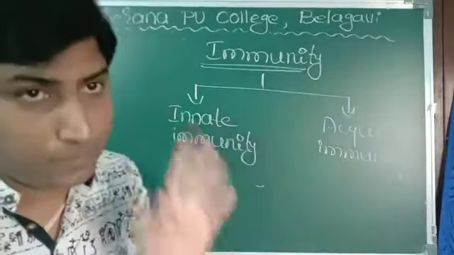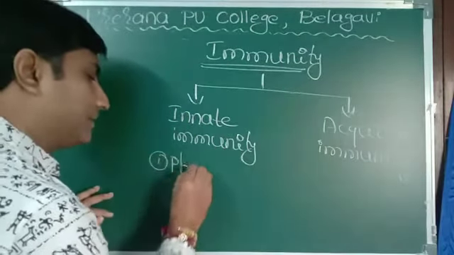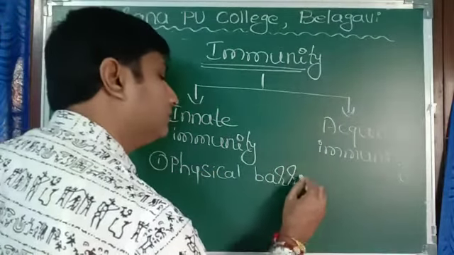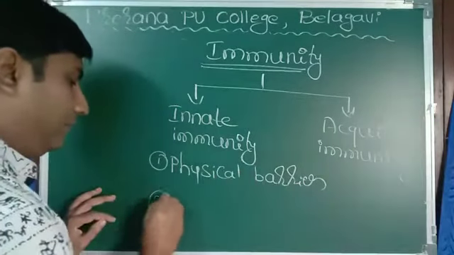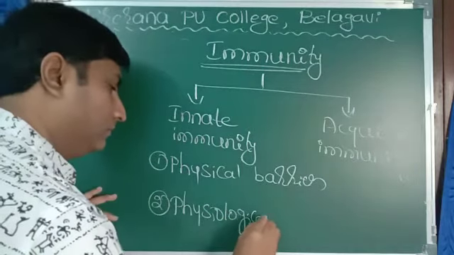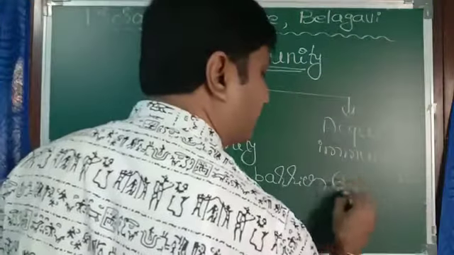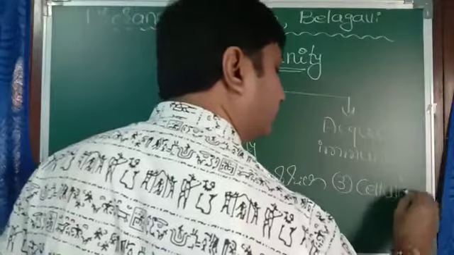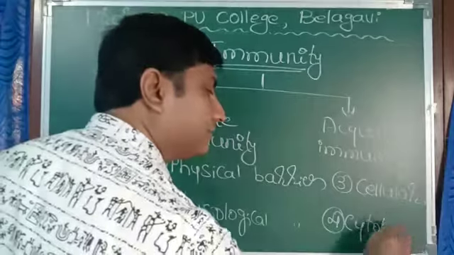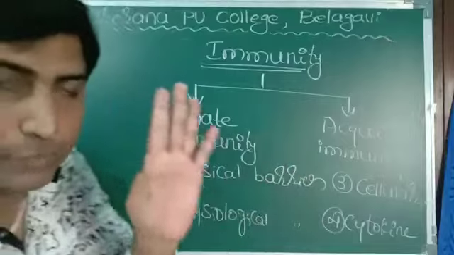There are totally 4 types of barriers. We'll make a list of those barriers. One is physical barriers. Second one, physiological barriers. Third one, cellular barriers. And fourth one, cytokine barriers. So these are the 4 barriers, and those barriers form our innate immunity, which will be there by birth.